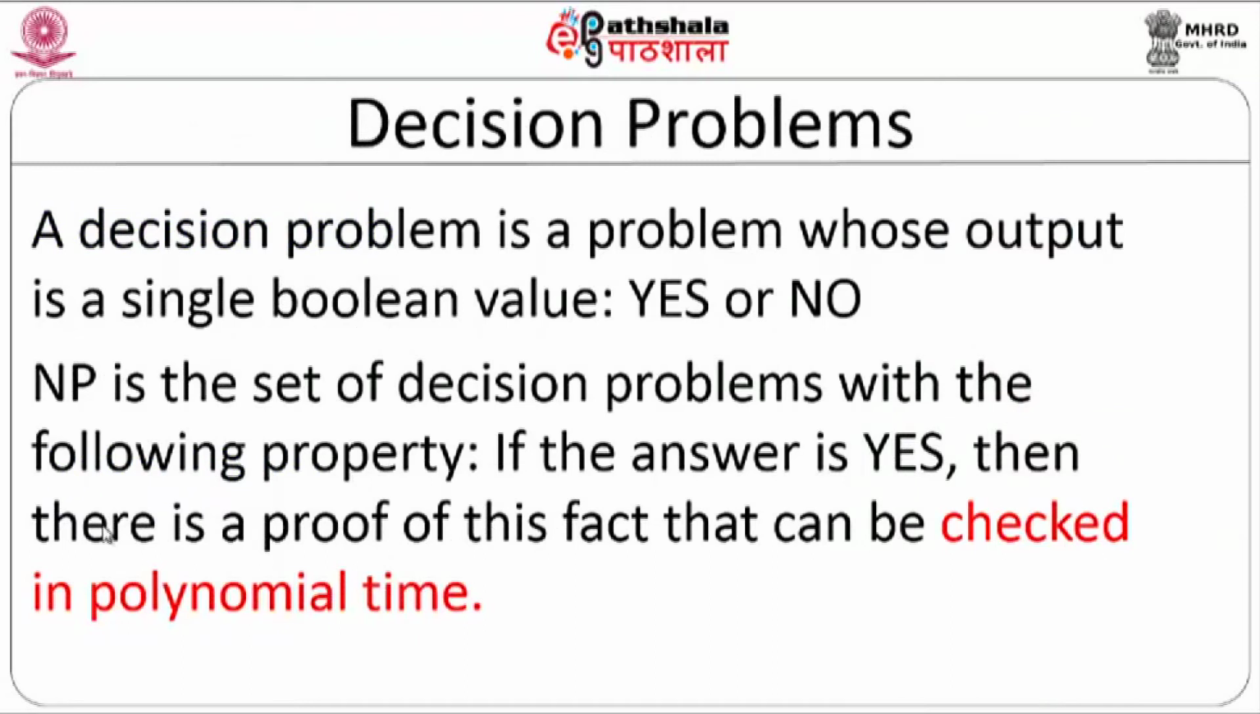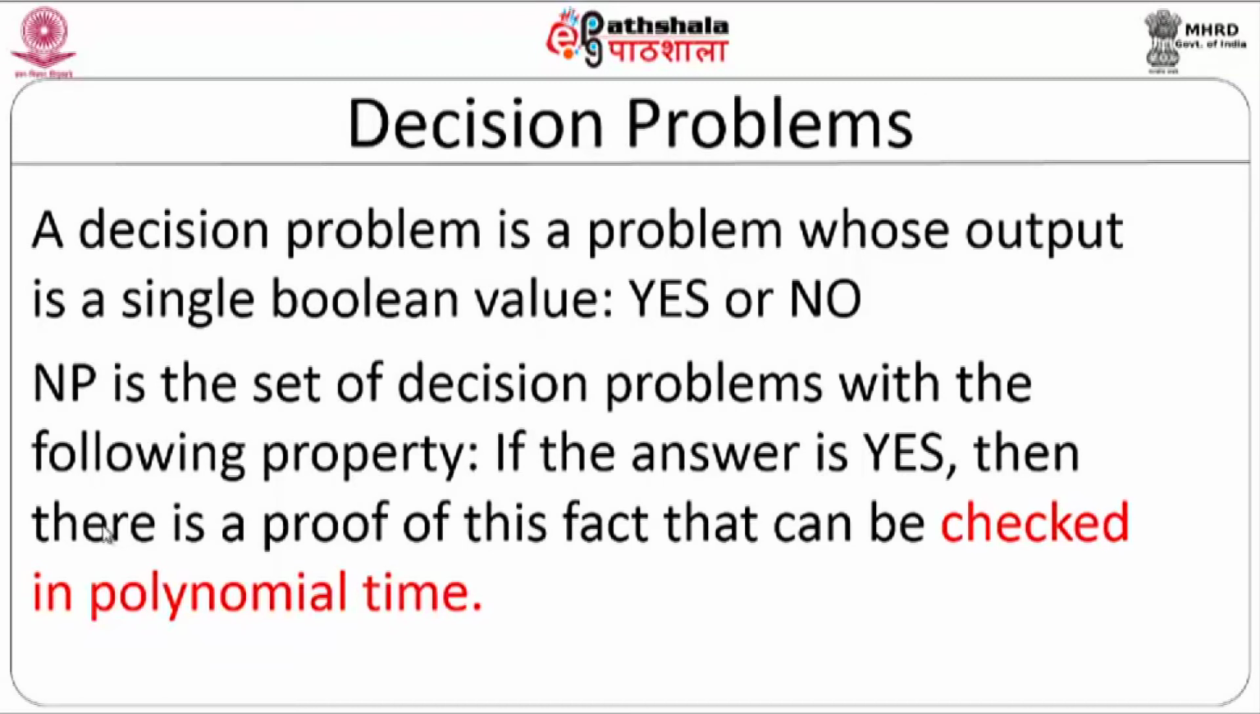The prerequisite for the discussion is the need for decision problems. A decision problem is a problem whose output is a single Boolean value, yes or no, and if that is the case, then we say that NP is a set of decision problems with the following property: if the answer is yes, then there is a proof that can be verified in polynomial time. Fine. Most computer science problems are optimization problems. These problems need to be converted to decision problems, and in the last module we discussed informally the conversion of an optimization problem to a decision problem.